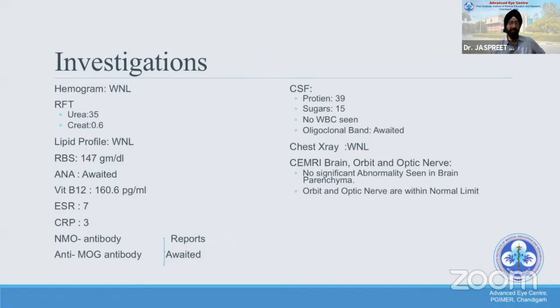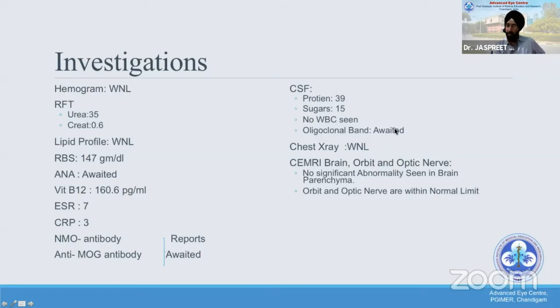So we did our investigation because it was just an overlap. So basically everything was just normal, her antibodies were negative, awaited, but they were negative. And we had to perform a CSF because everything else was just normal. CE MRI, brain, orbit was just normal, just some inflammation of the optic nerve probably, and rest of the things were normal. So that's why we had to go in for a CSF.